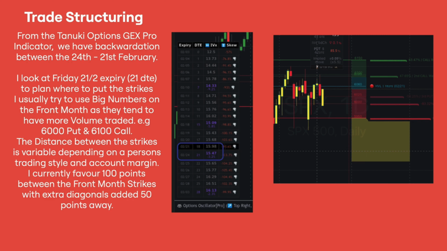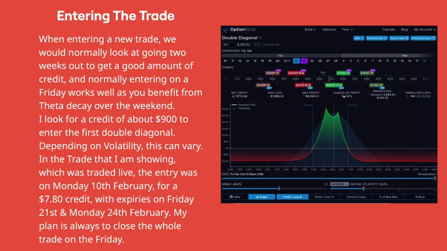So I look at the Friday expiry, 21 days to expiry, to plan where to put the strikes. I usually try to use big numbers on the front month, as they tend to have more volume traded. So the 6,000 put and the 6,100 call. The distance between the strikes is variable depending on a person's trading style and account margin. I currently favour 100 points between the front month strikes, with extra diagonals added 50 points away.